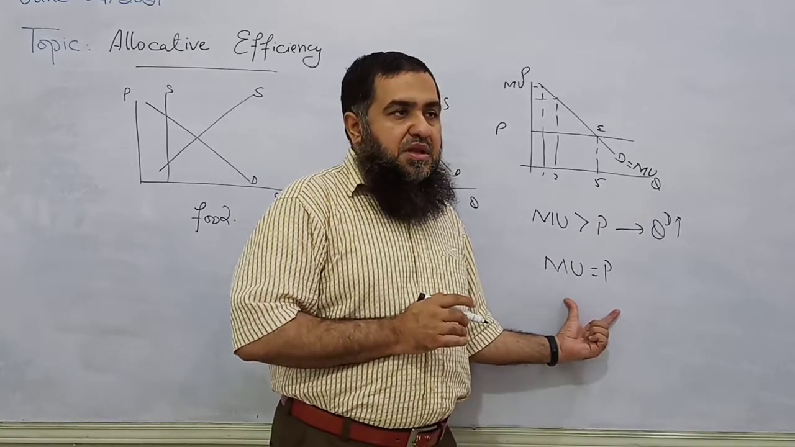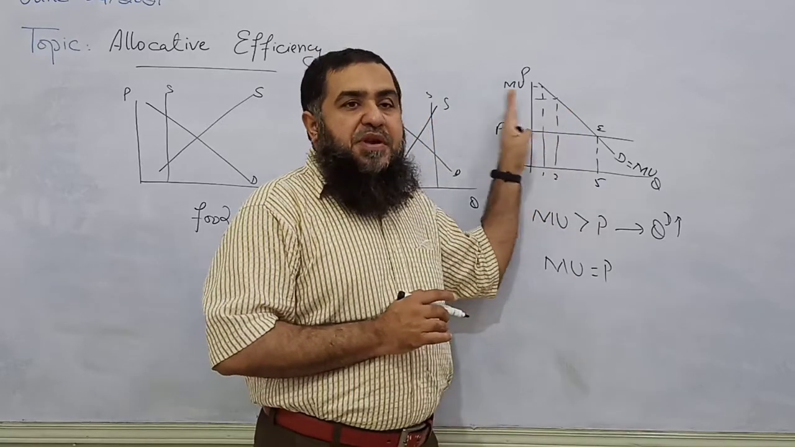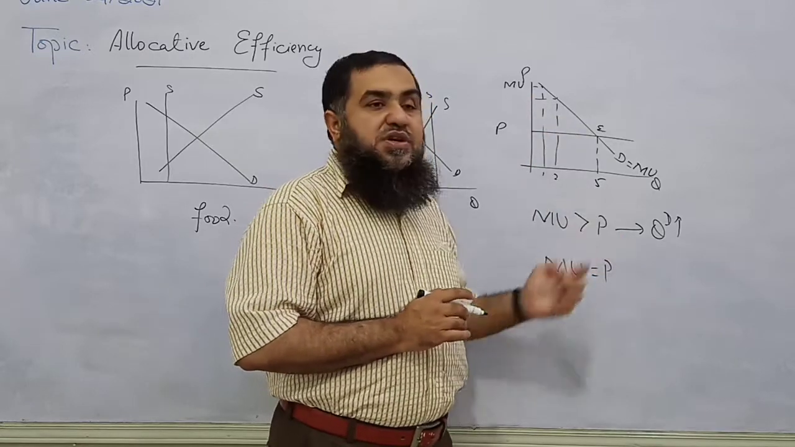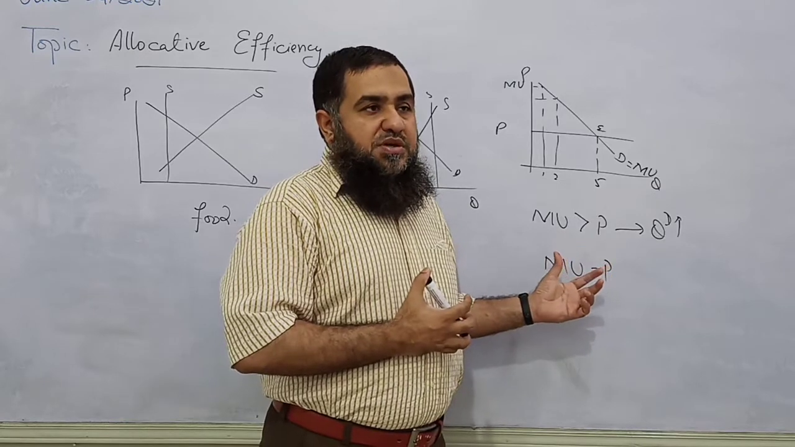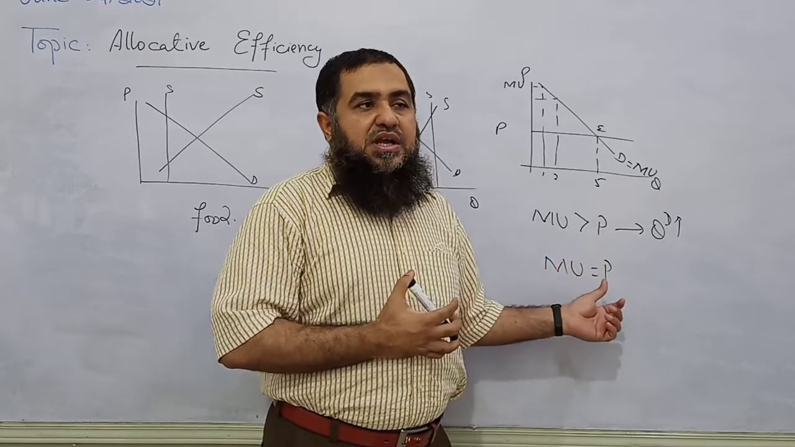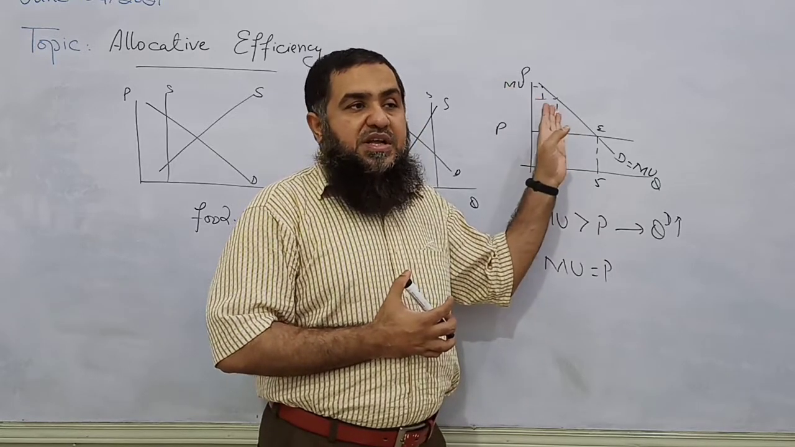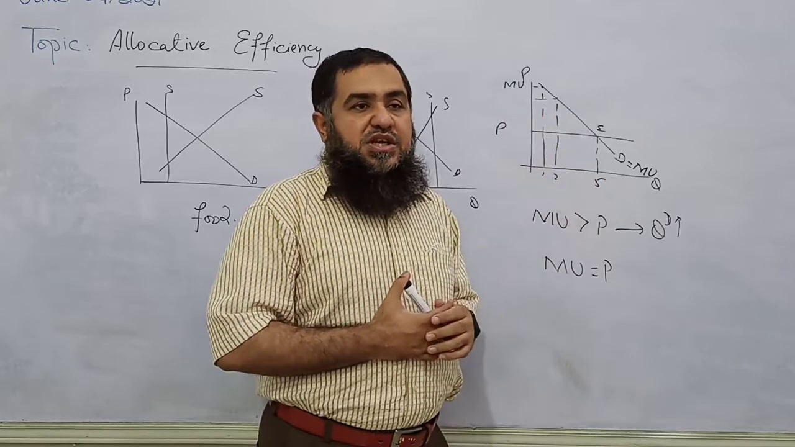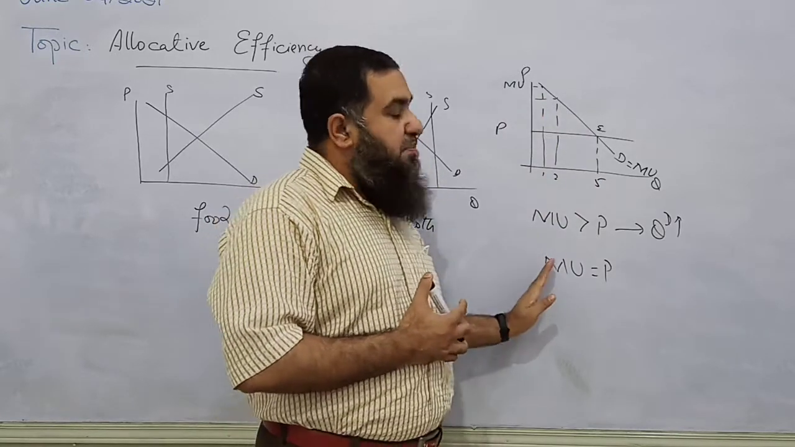It does not mean that his total satisfaction is 0. It means that on all the previous units he has gained satisfaction. This last 5th unit has 0 consumer surplus, or you can say the marginal utility is exactly equal to the price paid by the consumer, but all the previous area under the demand curve is showing us the consumer welfare. He has achieved more welfare by consuming all the previous units. So he is not going beyond this point.